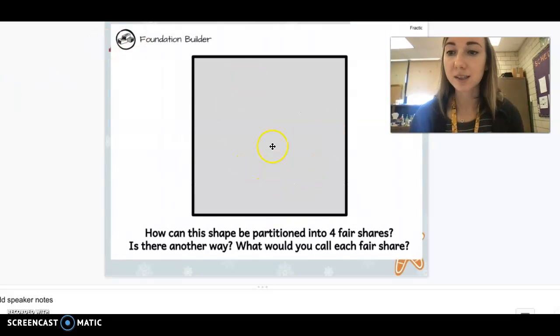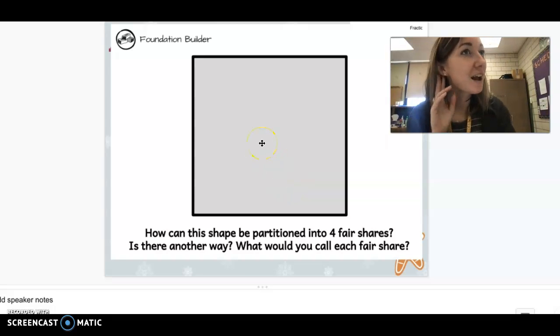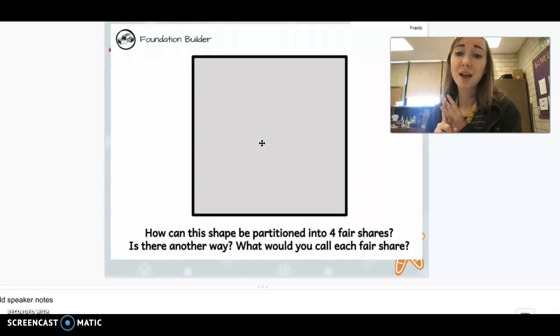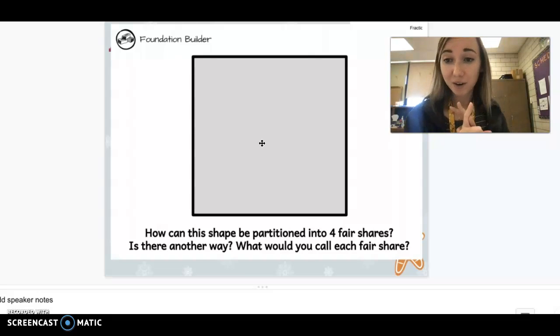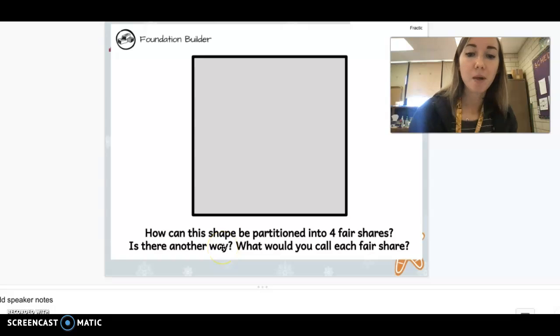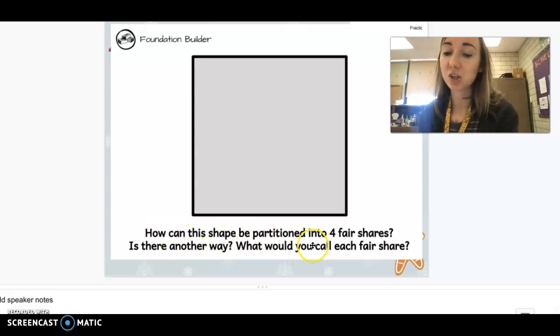Over here, so what's this shape we have? What is it? So I heard some people say square, I heard some people say rectangle, I heard some people say quadrilateral, and you guys are all correct. This is a square, it is also a rectangle, and it is a quadrilateral. We learned that in the last unit. And so I want to think, how can this shape be partitioned into four fair shares?